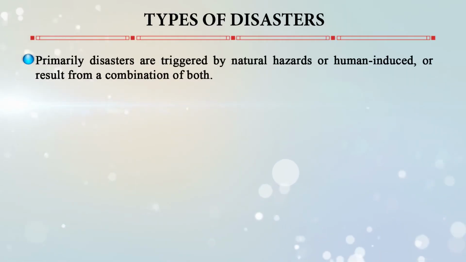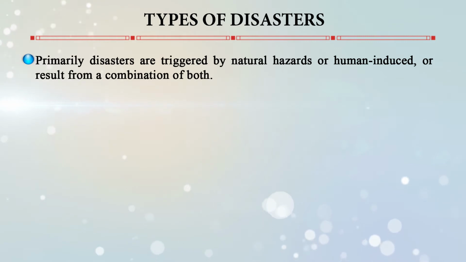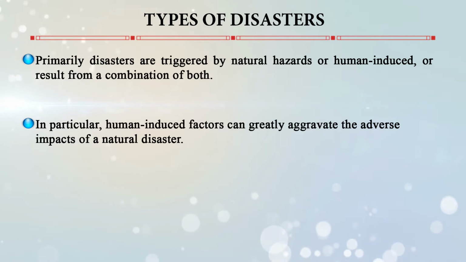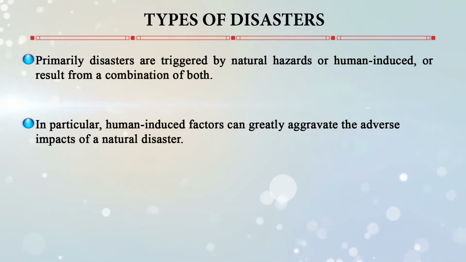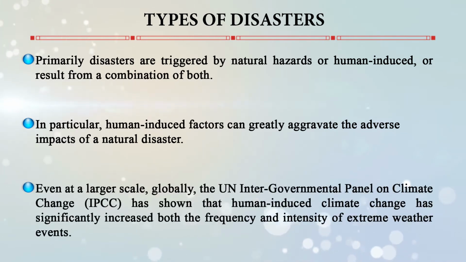Now, we have already discussed the types of disasters, but still, giving you an overview. Primarily, disasters are triggered by natural hazards or are human induced, or they can also arise as a combination of both. In particular, human induced factors can greatly aggravate the adverse impacts of a natural hazard. And at a larger scale globally, the United Nations Intergovernmental Panel on Climate Change has shown that human induced climate change has significantly increased both the frequency and intensity of extreme weather events.